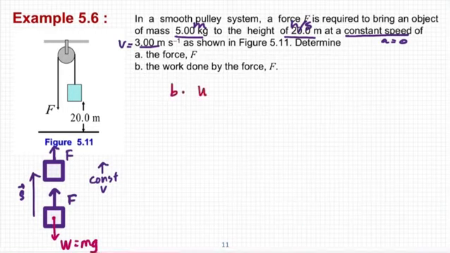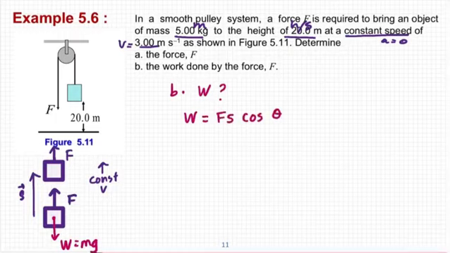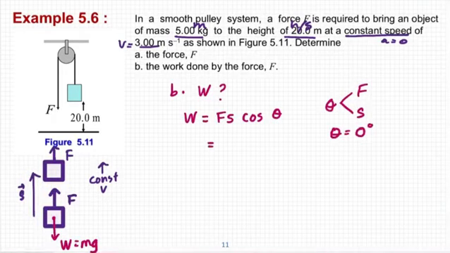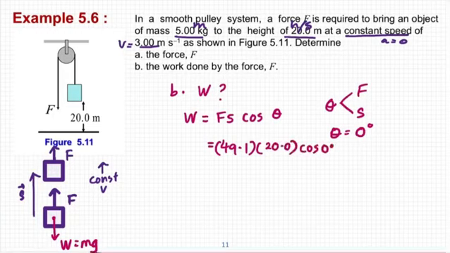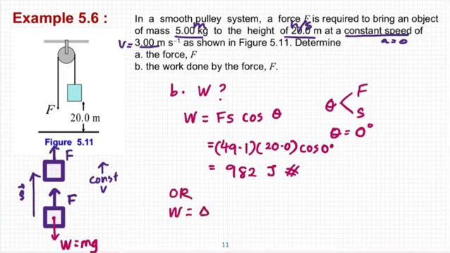Okay, and then for B, we want to find the work done by the force F. So we use the formula Fs cos theta, and then we have to find theta, which is the angle between force and displacement. As we can see from the diagram, the angle between them is 0 degrees because they are parallel to each other. Now we can substitute in all the values: 49.1 times the displacement, which is 20 meters, cos 0 degrees, and we will get the work done is equal to 982 joules.